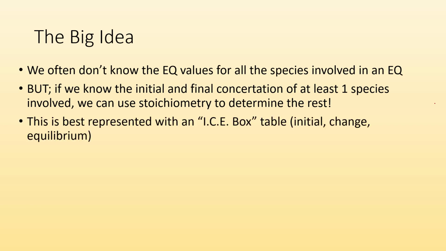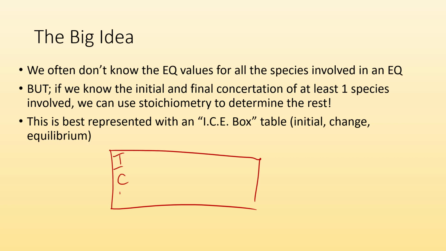So this is best represented with an ICE box table, which is basically just for the initial, the change, and the equilibrium. So we make a little table. We have our initial, our change, and our equilibrium values for X, Y, whatever species are involved. And then we can put in the numbers as we figure them out.